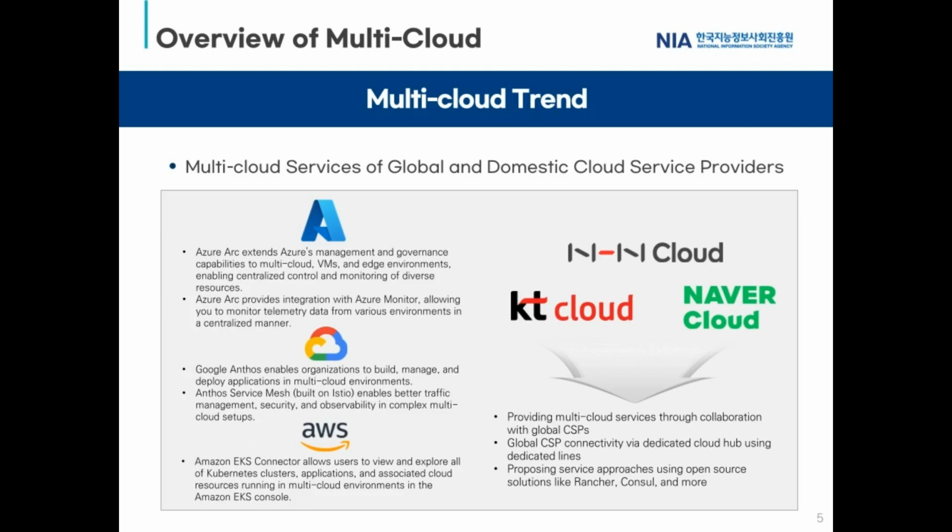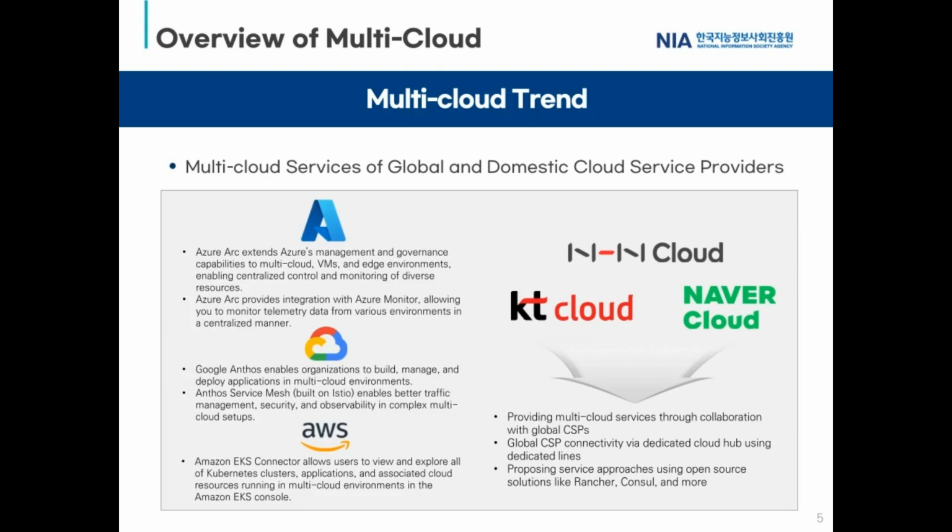Although support for multi-cloud has been slightly delayed compared to other providers, Amazon Web Services, which holds the largest market share in the global cloud market, now offers multi-cloud support. It provides features such as EKS Connector to build an AWS environment within on-premise settings, and the ability to connect and utilize services from various other cloud service providers.